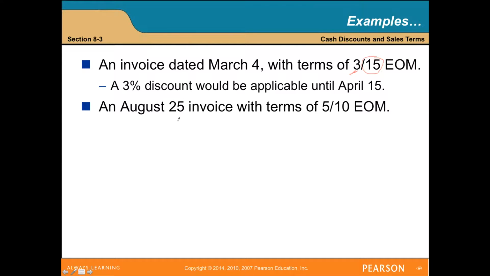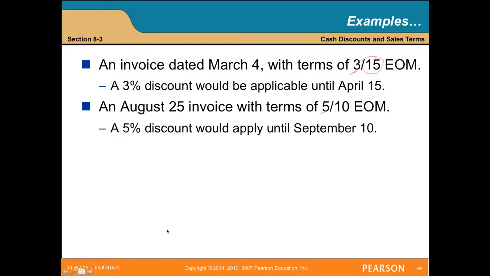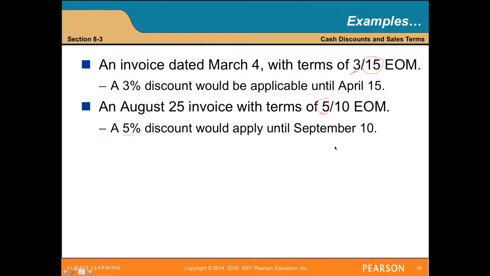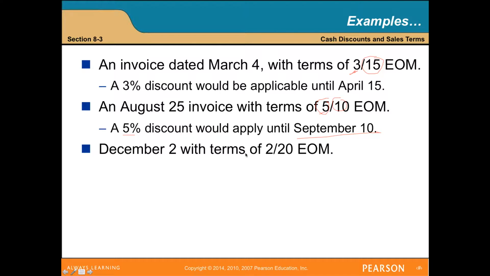August 25th invoice with terms of 5/10 EOM, which means that a 5% discount, remember this part, would be applied until September 10th. So August, September 10th. So this is more specific to the date. December 2nd with terms of 2/20 EOM, and that means you get a 2% discount until January 20th. EOM, end of month. Okay.